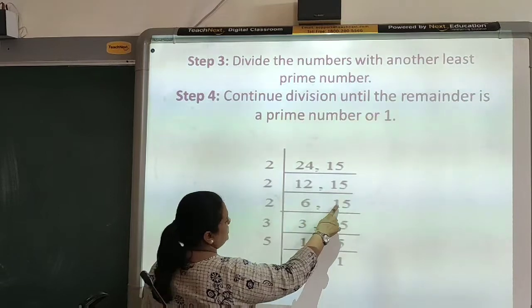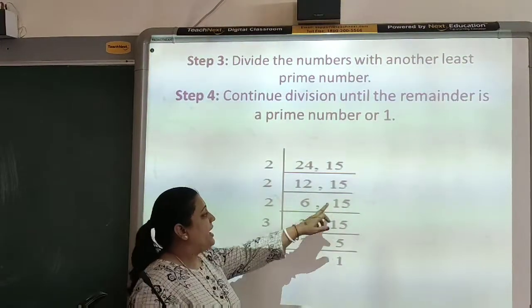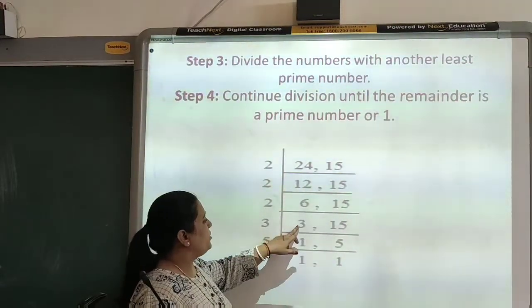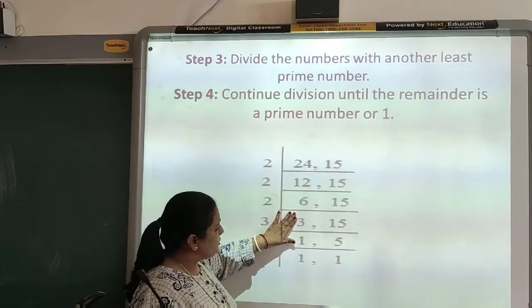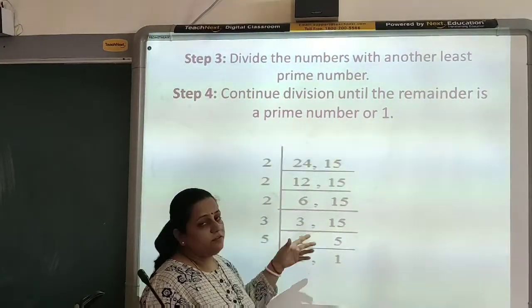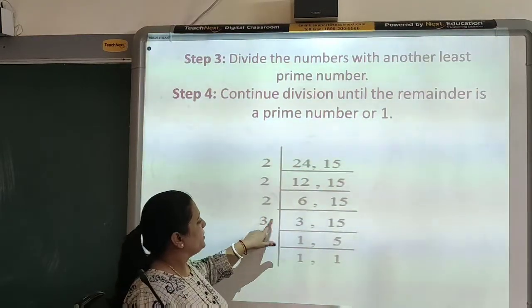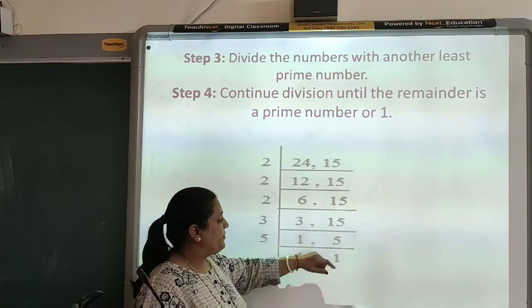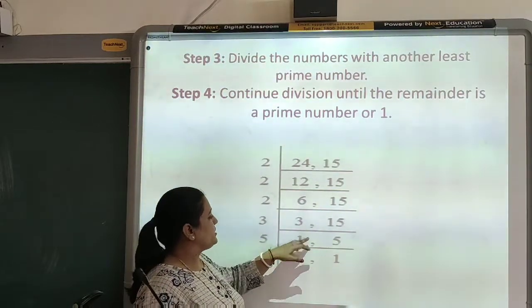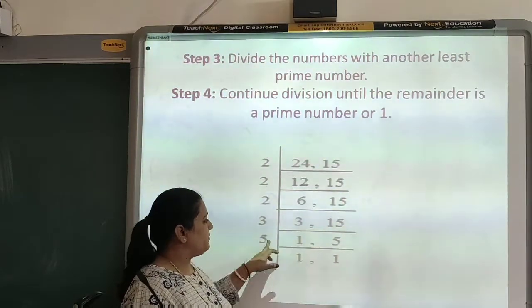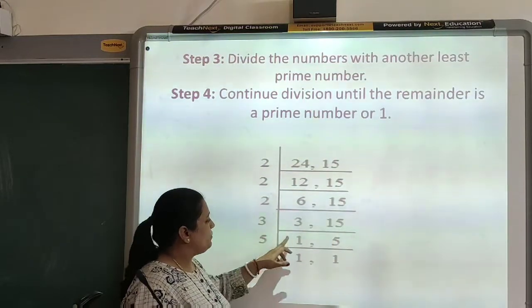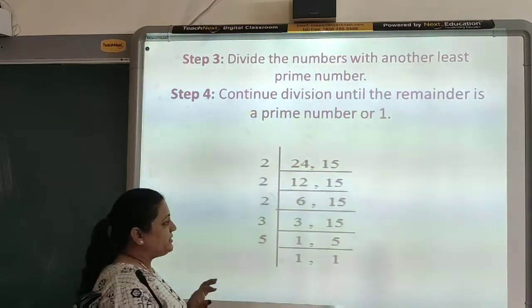Now see, 2 threes are 6, and again 15 as it is, since it is not divisible by 2. Now here we have 3 and 15. 3 is also not divisible by 2, and 15 was already not divisible by 2. So we will go for 3. 3 ones are 3, 3 fives are 15. Then we divide again: 1 is not divisible by 5, but 5 is divisible by 5. So 5 ones are 5, and here 1 as it is.